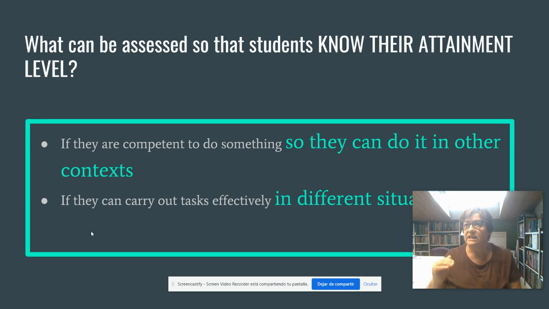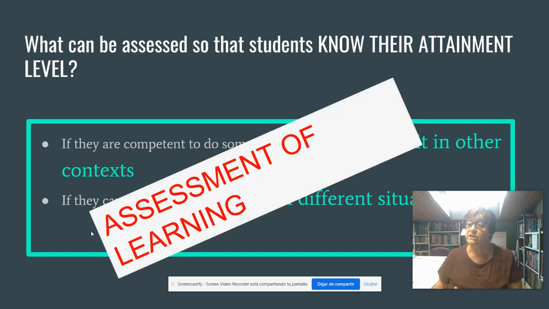What about assessment of learning? Well, of course, you are competent if you can do this in other contexts and different situations. And this is assessment of learning, which is also a very important part, but as I said, not so much as assessment for learning. Well, I hope that I have helped you understand these three main concepts.